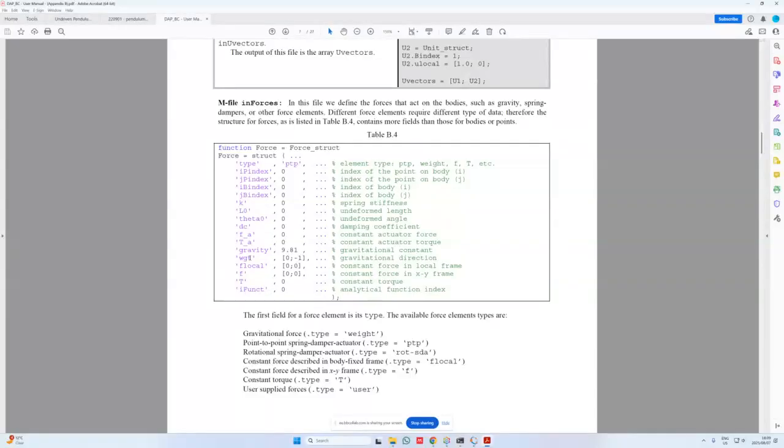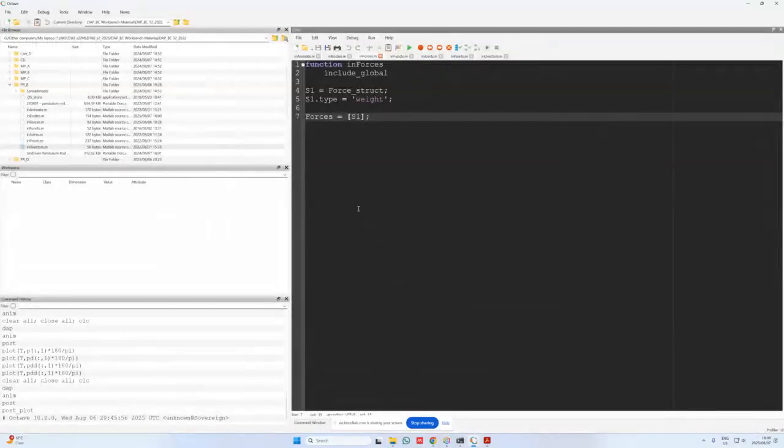It's common practice to simply use the negative y-axis as the direction of gravity, and that's why it's 0, -1 in this case. So in my case, I don't really have to worry too much about specifying gravity and WGT. I can simply go with the default values that are built into that PC. So S1 is a force structure. S1.type is then equal to weight, and I group all the forces, in this case the single weight force, together in my forces list over here.